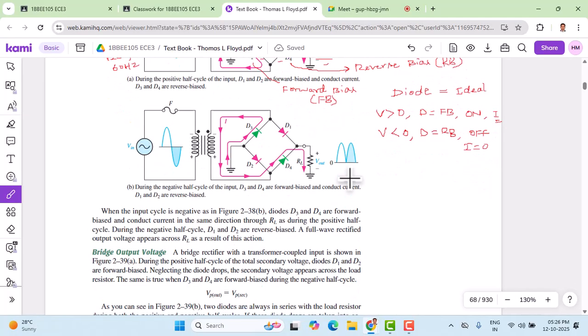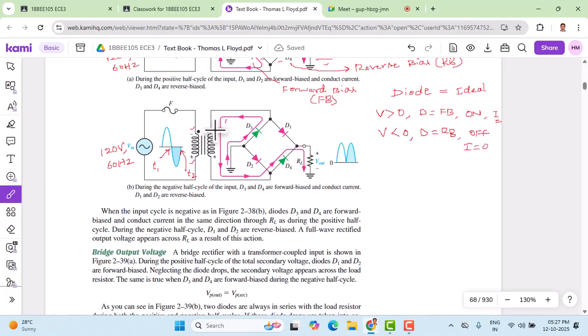Let's move to the analysis of the negative half cycle. What happens? The negative half cycle is totally reversed from what we said earlier. Look at the polarity here: minus on the upper part and plus on the lower. Again as usual, this is a 120 volt AC source with a frequency of 60 hertz. We are now analyzing from time T1 to T2, between T1 and T2. Let us see the circuit behavior.